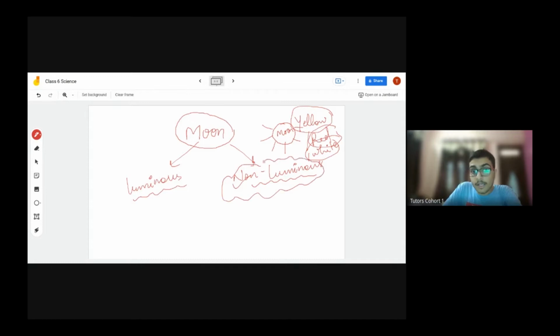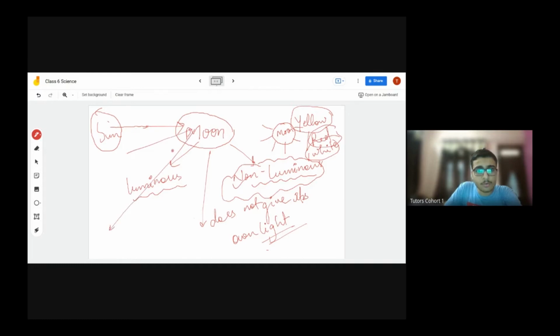Yes, but it is non-luminous because the moon does not produce its own light. The moon does not give its own light. It's the light that is coming from the sun. The light that is coming from the sun gets reflected on the moon. It reflects on the moon and comes to our eyes.